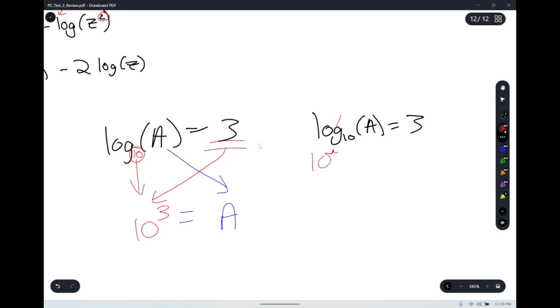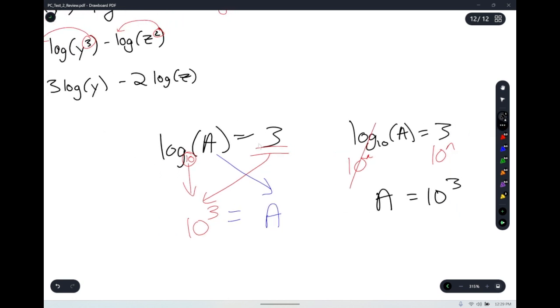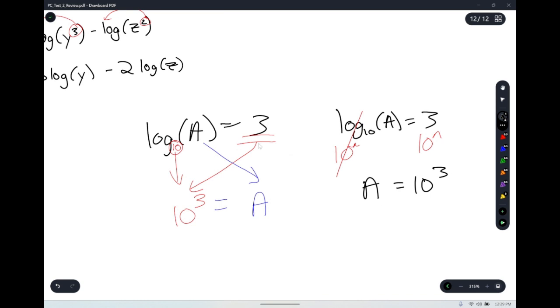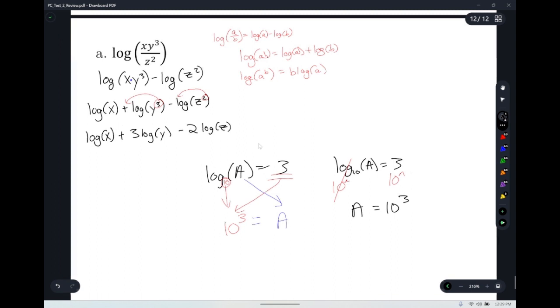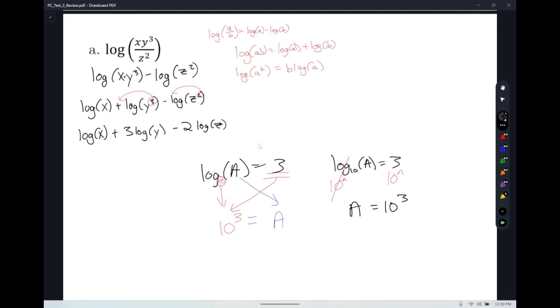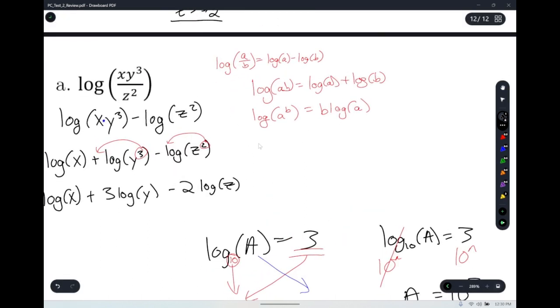The way I do it is 10 raise, cancel. What you do to one side, you have to do the other side. So you're left with A equals 10 to the 3rd. So you don't show any of the other ones. That's true. All right, nice. Okay, sorry. That's what you were talking about, crisscross, right? Yes. This is not like that.